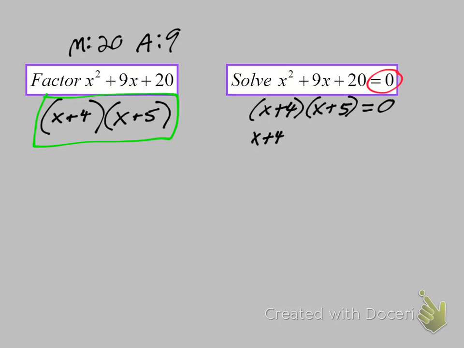X plus 4 equals 0. X plus 5 equals 0. And then there are your two answers after you solve. So subtract 4. So x equals -4. Subtract 5. X equals -5.